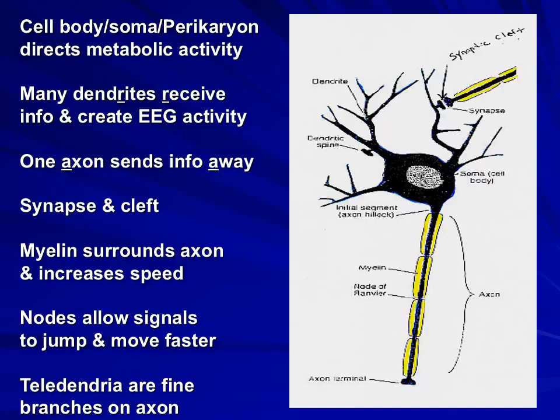Okay, so the job of the cell body is to direct metabolic activity. It's going to decide if messages that are sent to it are important or not. The cell body has many dendrites that come out of it, and the dendrites receive information, and a dendrite is the part of the cell that is creating the EEG activity. And I underline the R in dendrites and the R in receive because R's receive. There's usually one axon and it sends information away. So I underline the two A's for axons away to help you remember which one is which.